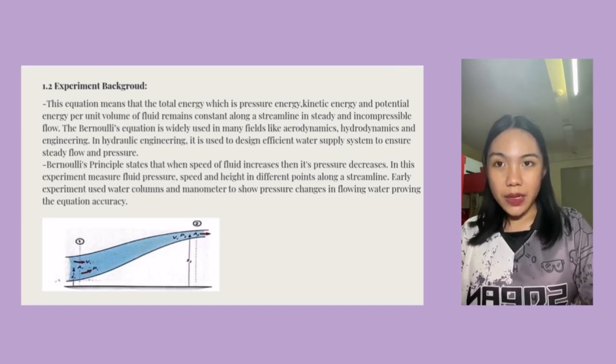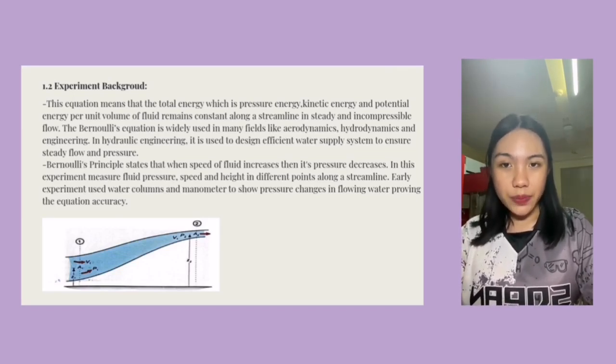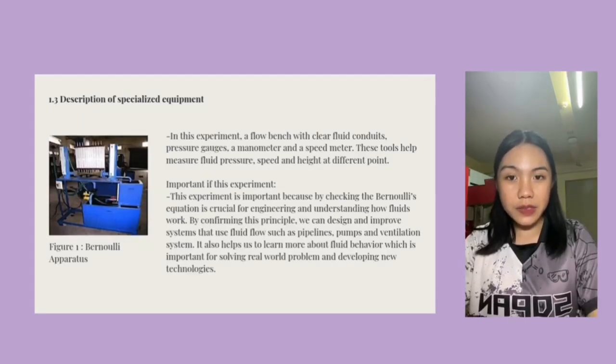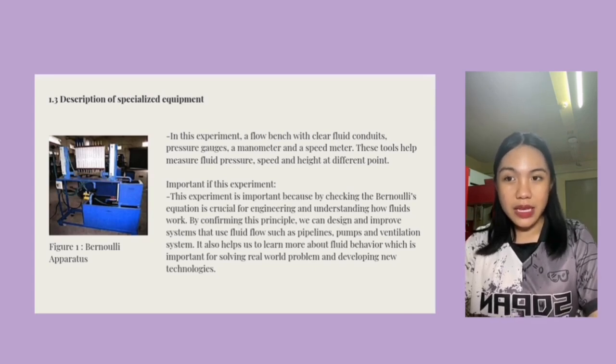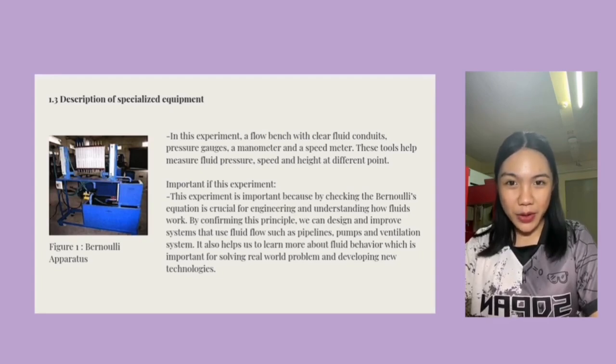In this experiment, we measure fluid pressure, speed, and height at different points along a streamline. Early experiments used a water column and manometer to show pressure changes in flowing water, proving the equation's accuracy. The description of specialized equipment, 1.3. In this experiment, we use a flow bench with a clear fluid conduit, a pressure gauge, a manometer, and a speed meter. These tools help measure fluid pressure, speed, and height at different points.